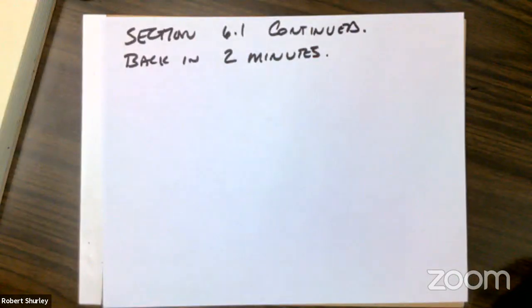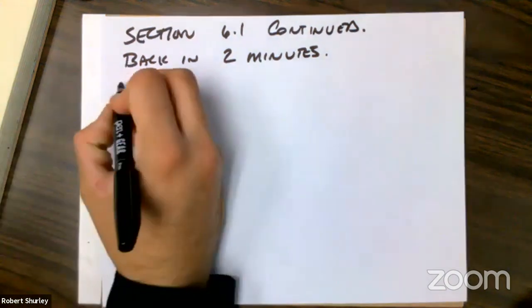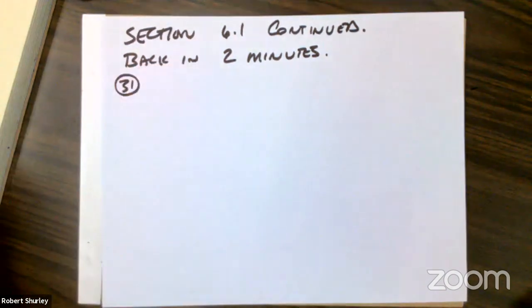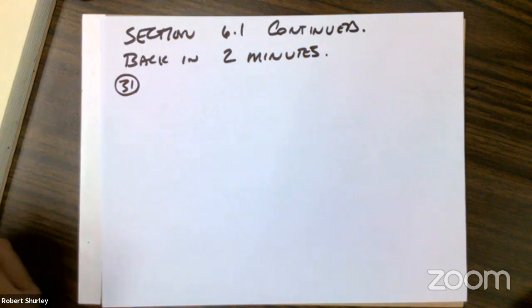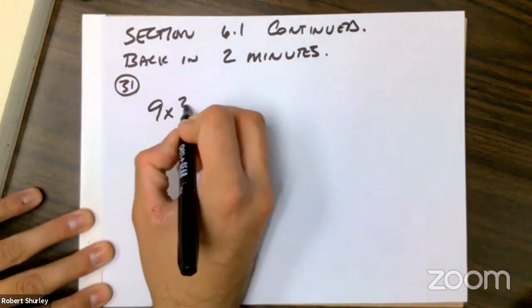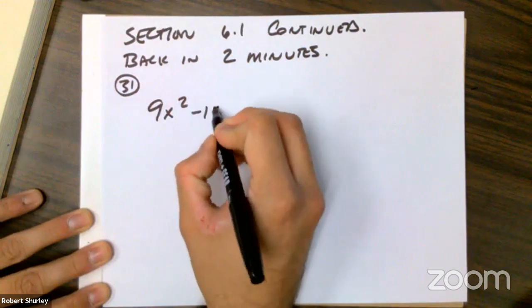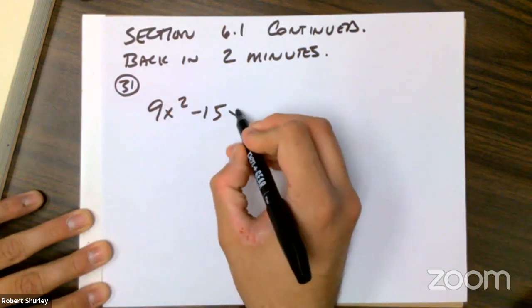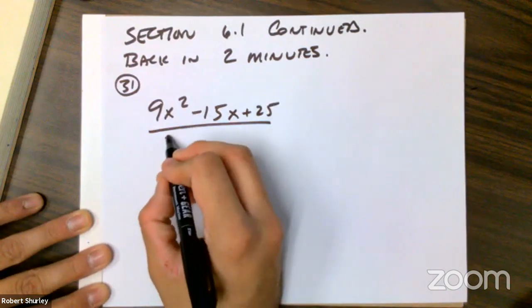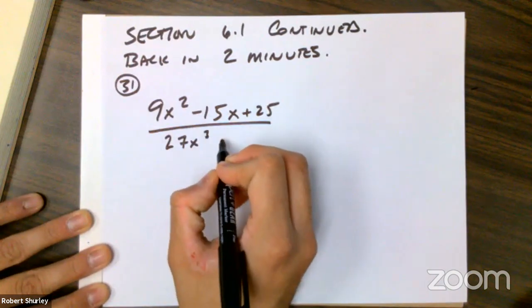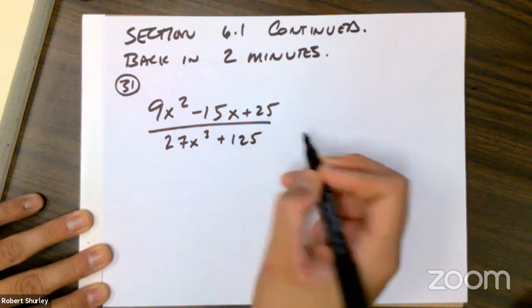Okay, 31 is not the easiest question. Let me spotlight this one. This is number 31. It's on page 438. And it looks like this. We've got 9x squared minus 15x plus 25 all over 27x cubed plus 125.